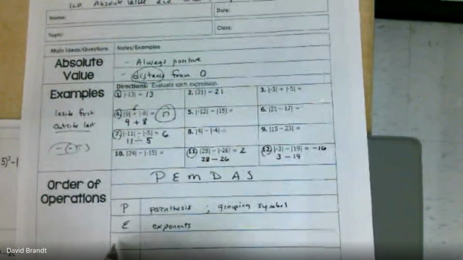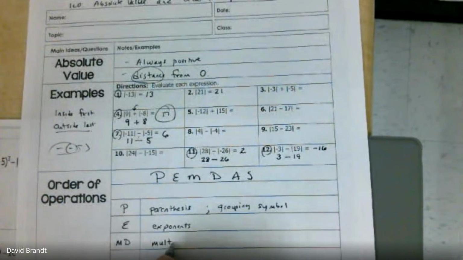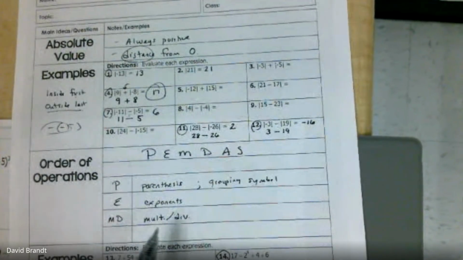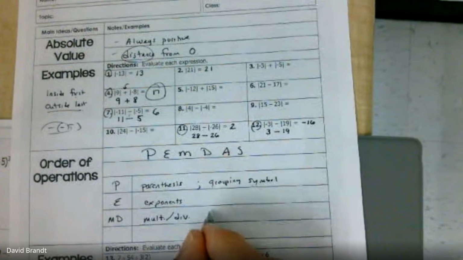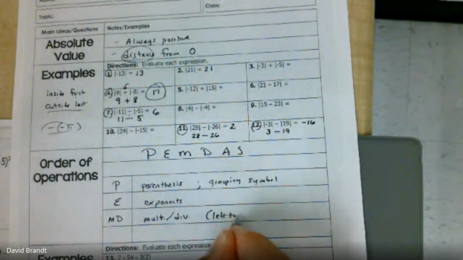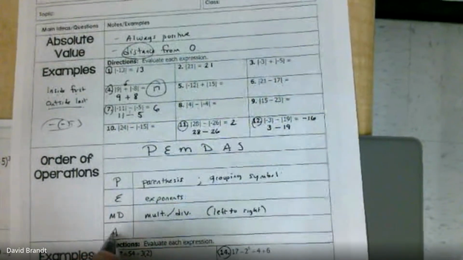M and D, those go together. It's multiplication and division. And if you have multiplication and division in the same problem, you don't necessarily do multiplication first. You just do all multiplication and division left to right. And then last, A and S, those are grouped together.